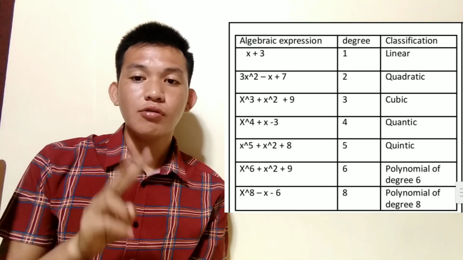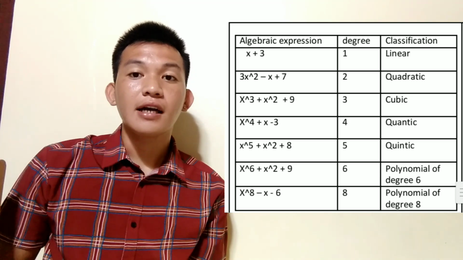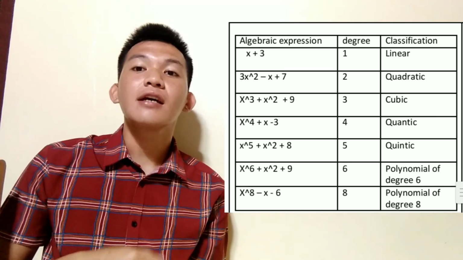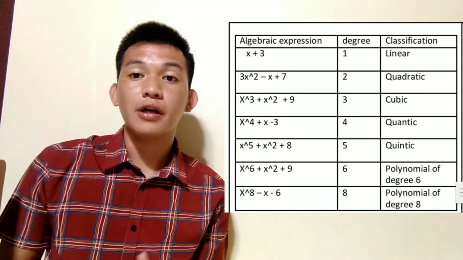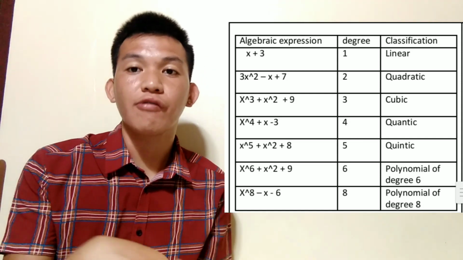If the degree is 2, it's called quadratic. If 3, it's cubic. If 4, quartic. If 5, quintic. And if 6 and above, it's called a polynomial of degree 6, 7, 8, and so on and so on.